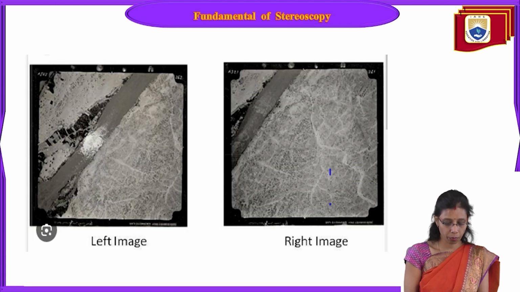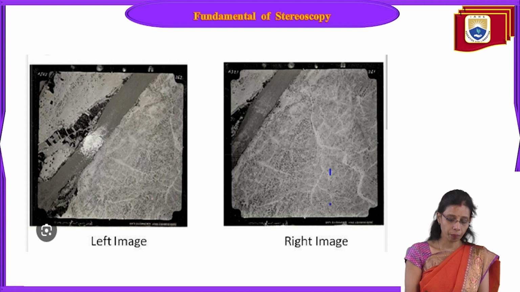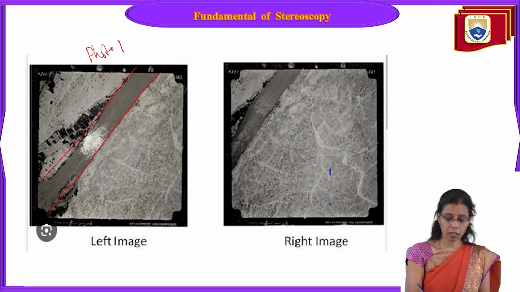Next, fundamentals of stereoscopy. Here, the same two images have been taken along the same flight line direction. Now observe one thing: in this photo 1, this is the river, and almost all of the river is visible. Whereas in this photo, only a few portions of the river are visible. So this area from here to here, here to here, and from here to here is common in both the photos, right?